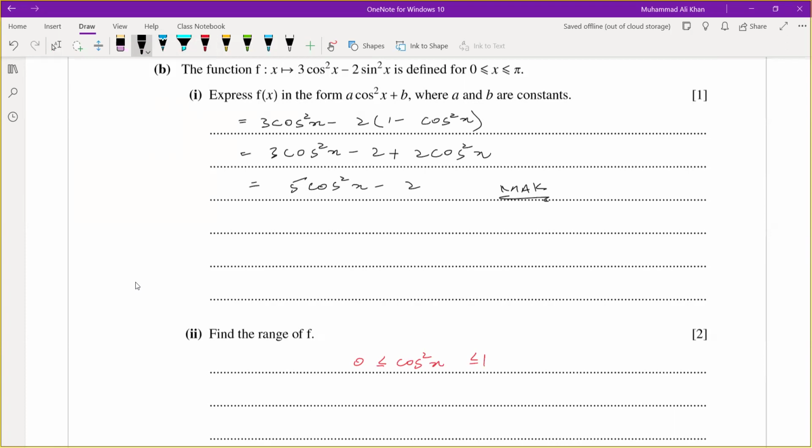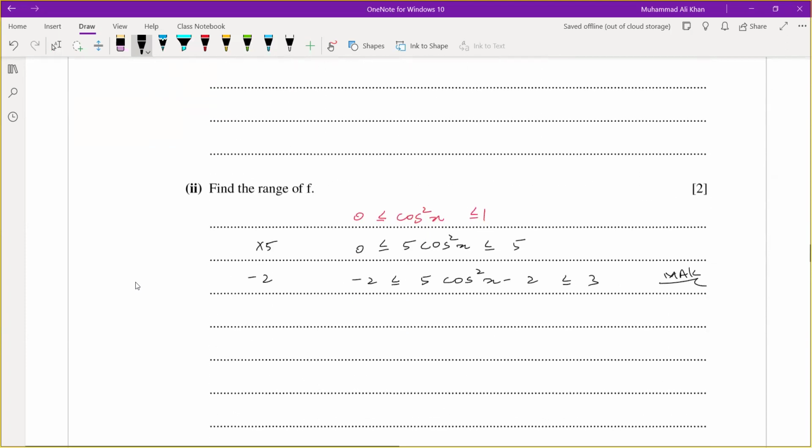ना अब आपने 5 से इसको मल्टीप्लाई करवा देना है. सो इट विल बी 0 to 5 cos स्क्वायर एक्स. Here it is 5 minus 2. So it will be minus 2 to 5 cos square x minus 2. 5 minus 2 is 3. So the range is from minus 2 to 3 of the given question.